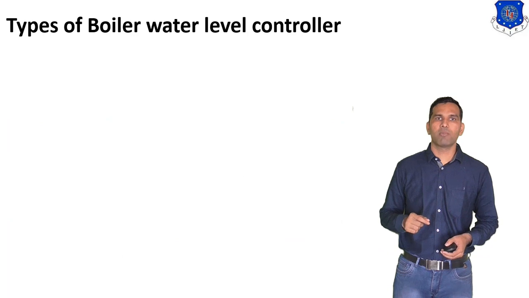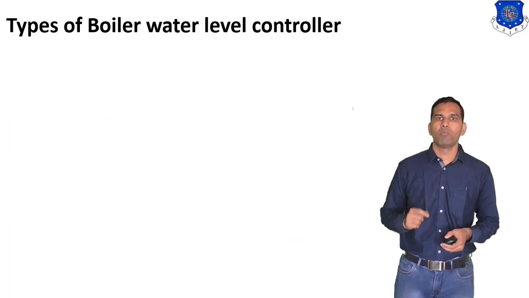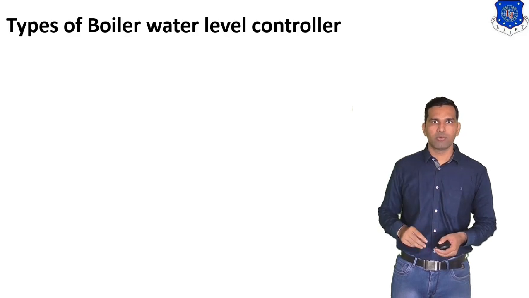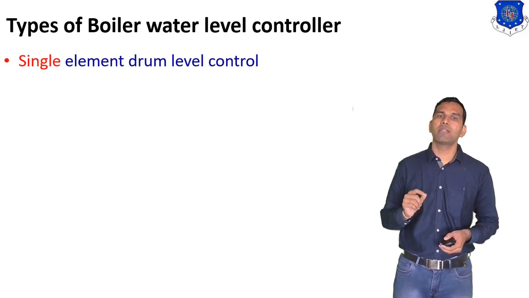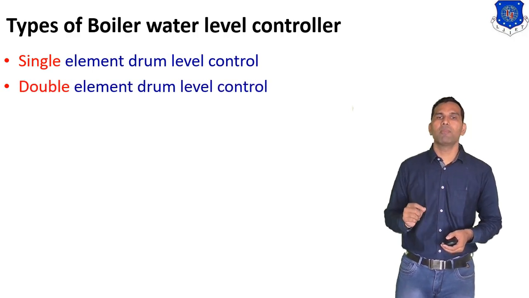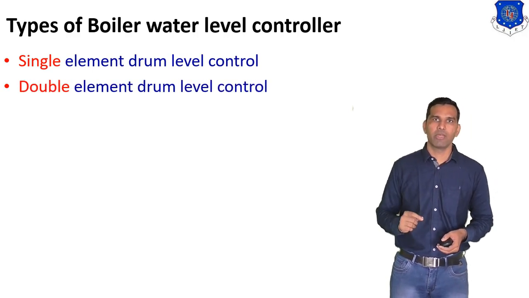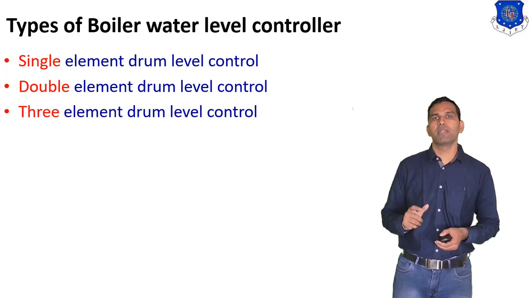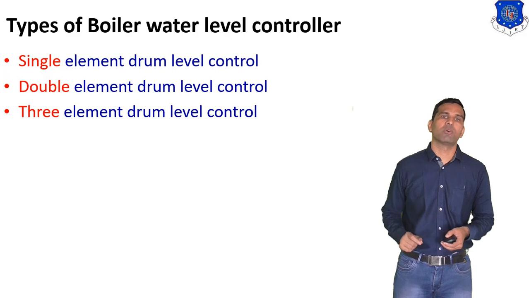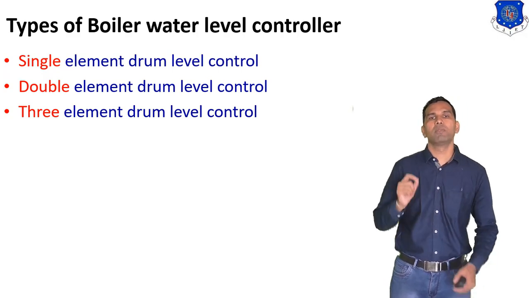Now we discuss the different types of boiler water level control. Mainly there are three types. First is the single element drum level control system. Second is the double element drum level control system. And third is the three element drum level control system. Now we discuss the first one, the single element drum level control system.